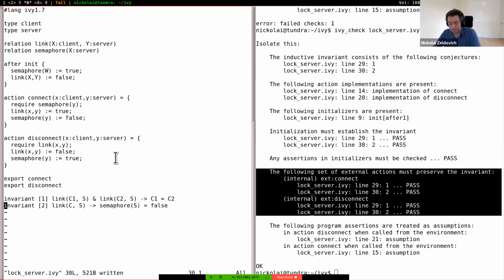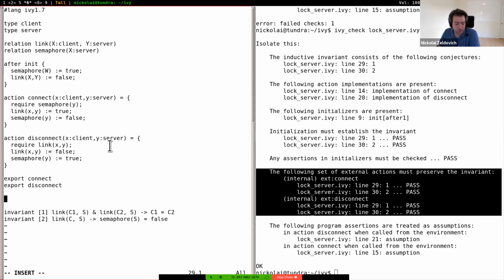The other thing that's really cool, a little bit of an aside, is we're just not writing any proofs here at all. I just ran this tool on the right, and it checked everything for me. So in fact, it's super easy to add extra actions. Just for fun, let's try to add an extra action where one client, instead of releasing the lock and giving it back to the server, is going to transfer the lock to a different client directly.